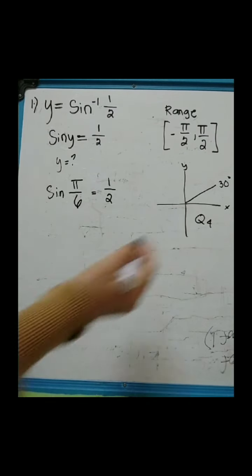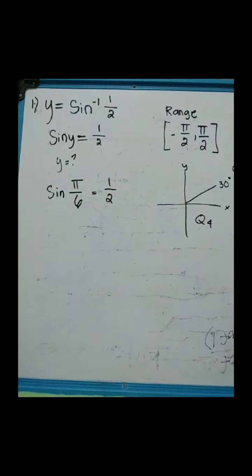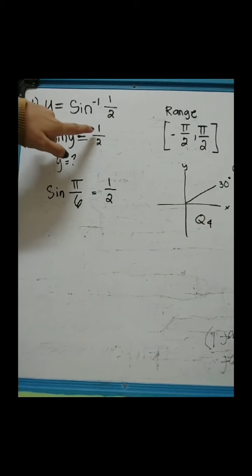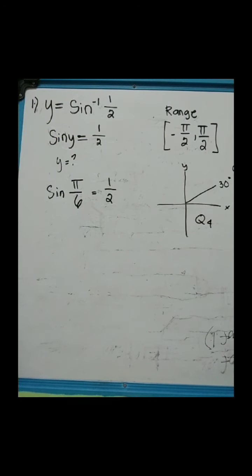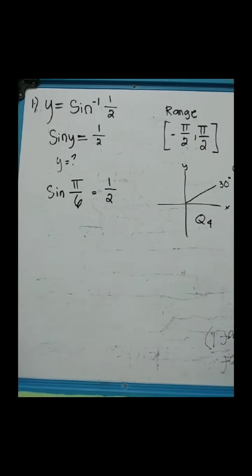So nasa quadrant 1. Quadrant 1. If yung value is negative, example, if naging negative 1 over 2, it means nasa quadrant 4. Dapat alam natin na ang arcsine functions exist in quadrant 1 and quadrant 4. So, you can confirm this with your calculator if you type sine of pi over 6 is equal to 1 over 2. So, that's for example number 1.